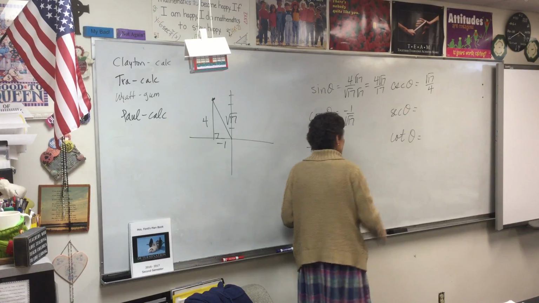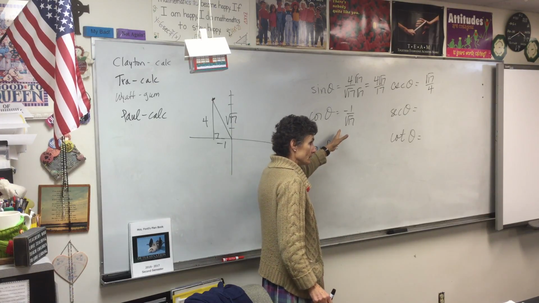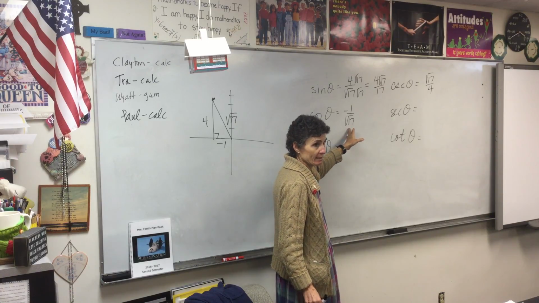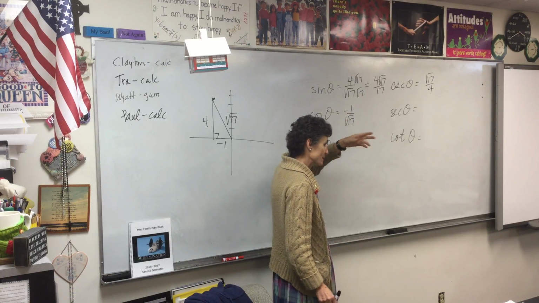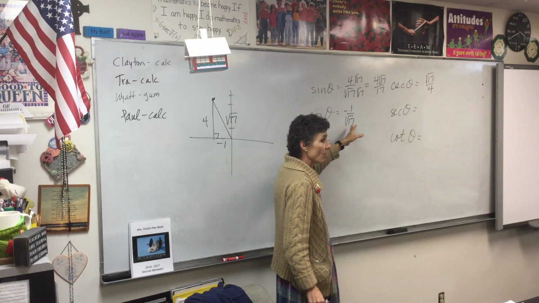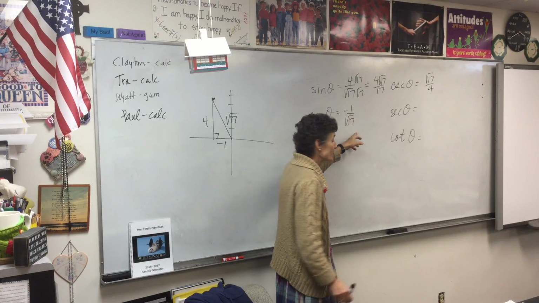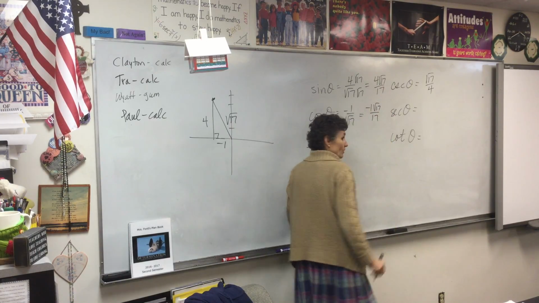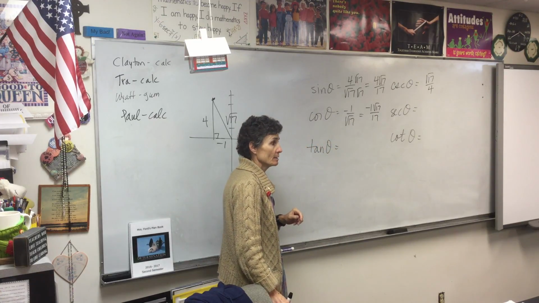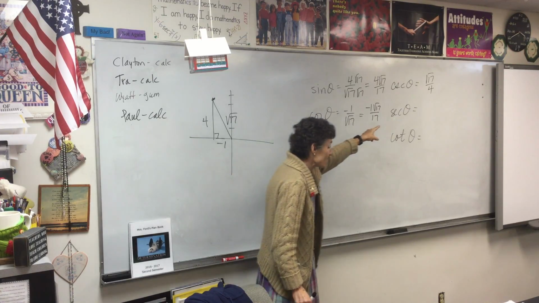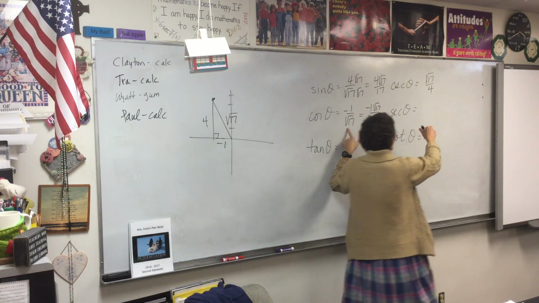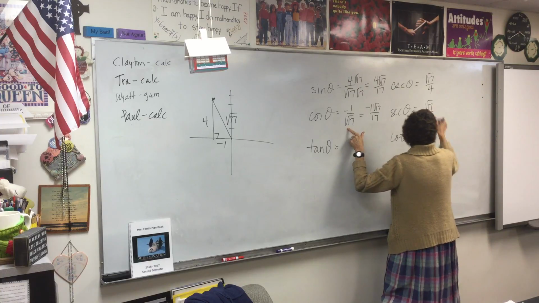So I have the same problem here. I've got to get rid of this radical. You can't put this in the answer blank. Well, you can, but you'll miss a little bit of points. How do I get rid of that? I multiply top and bottom by root 17, which is going to give me negative 1 root 17 over 17. Now, to get that answer, I have to flip it. I'm going to flip it right here, so that I have root 17 over negative 1.